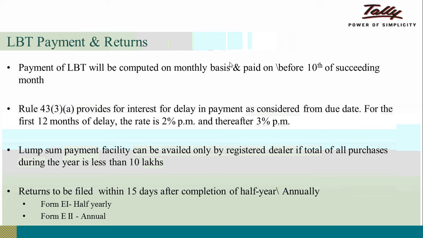Next, coming to the returns, there are two returns to be filed in case of LBT taxation. One is half yearly and one is annual. Form E1 is meant for half yearly and Form E2 will be filed annually. The due date within which these returns have to be filed is 15 days after completion of your half year or your annual.